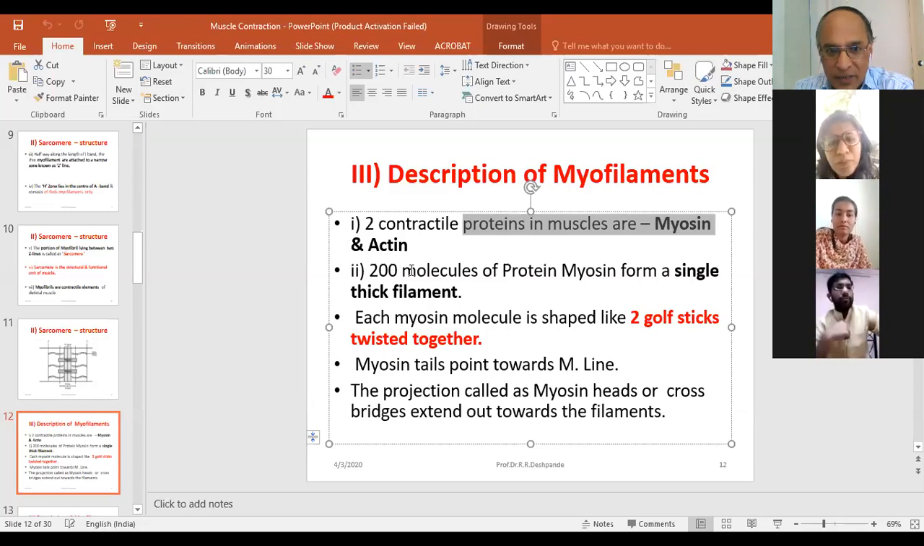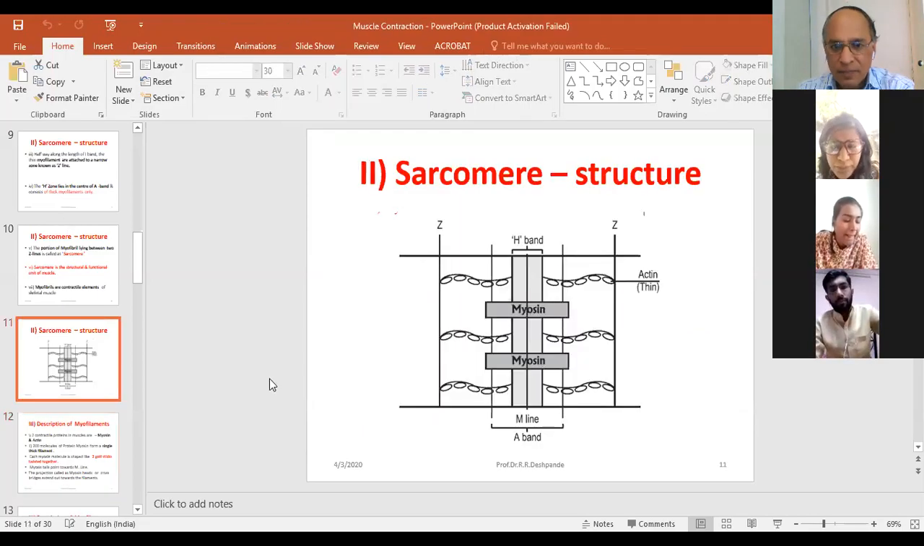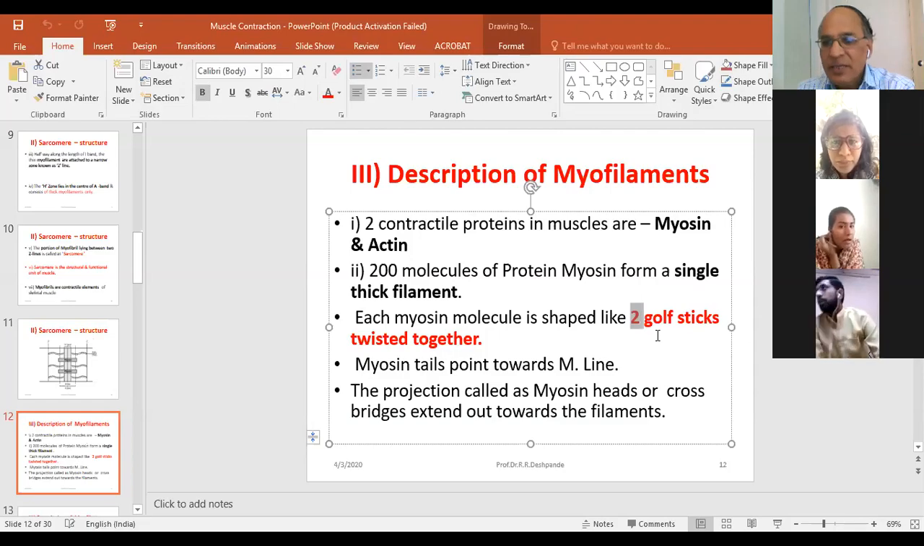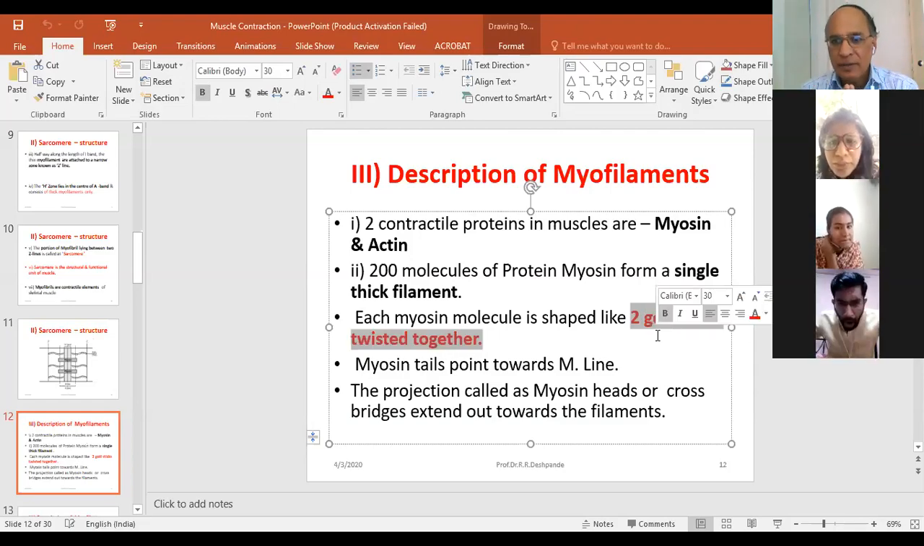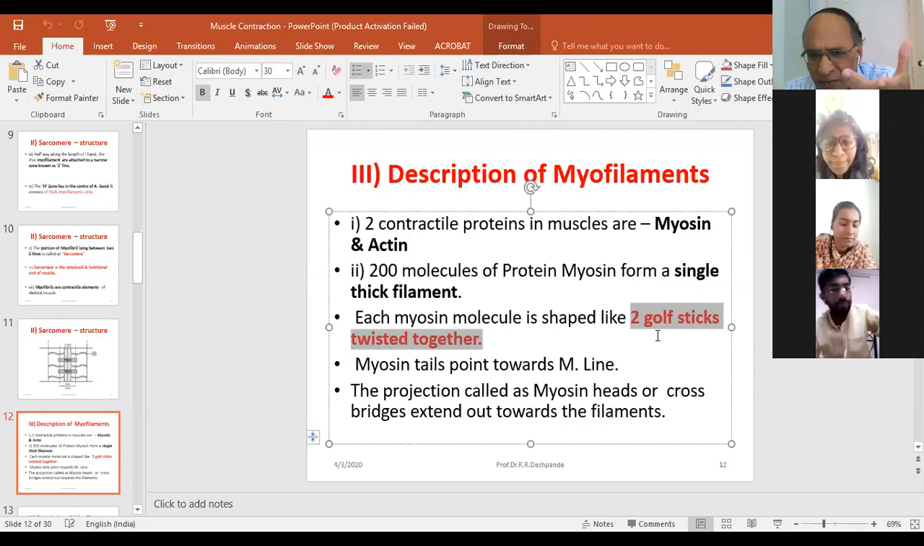Okay, and then 200 molecules of myosin together become the thick filament. There are a total of 200 together and that forms the thick filament. I think you have seen this figure. This is made up of 200 molecules. Okay, and this particular myosin structure, you must remember this simile. They are looking like a golf stick or hockey stick. You know the game golf. So that is a hockey stick or golf stick structure.